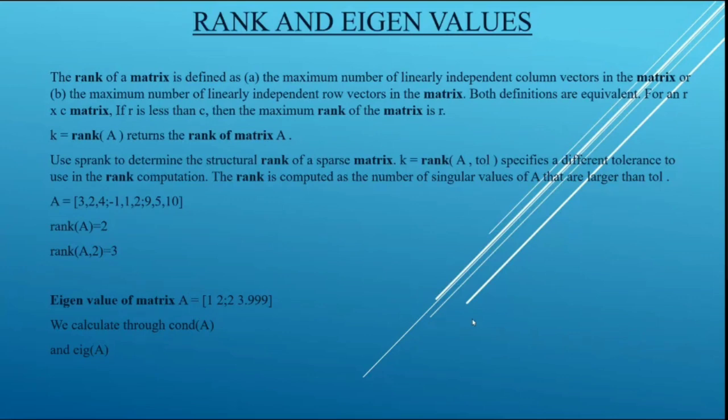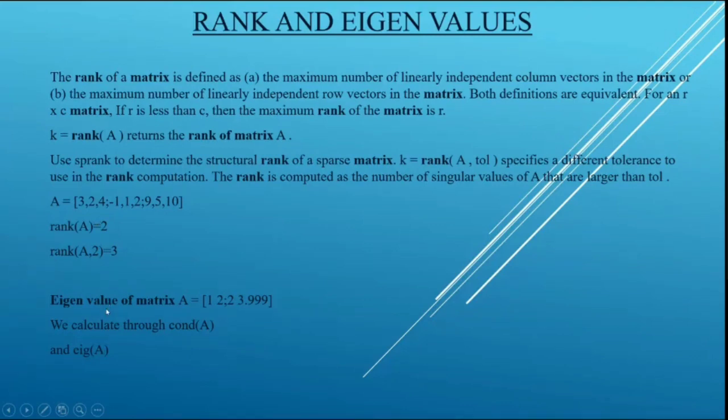Similarly, K equals rank of A returns the rank of a matrix A. We can also use sprank to determine the structural rank of a sparse matrix. K equals rank(A, tol) specifies a different tolerance to use in the rank computation. The rank is computed as the number of singular values of A that are larger than tol. As you all can see, we have taken the matrix A as 3, 2, 4; -1, 1, 2; and 9, 5, 10. By simply writing rank of A, we are getting the rank of the matrix A equals 2.